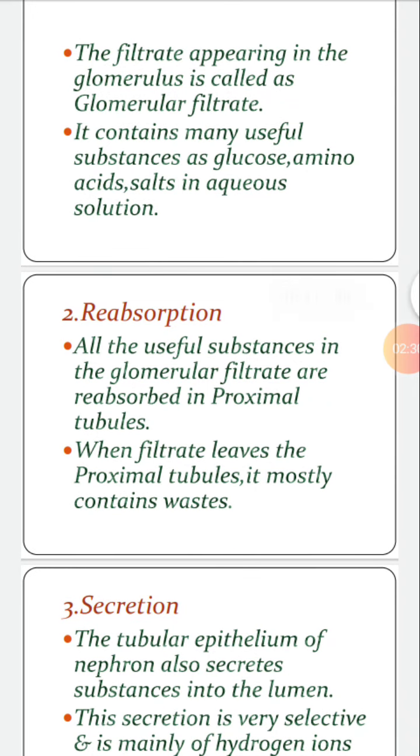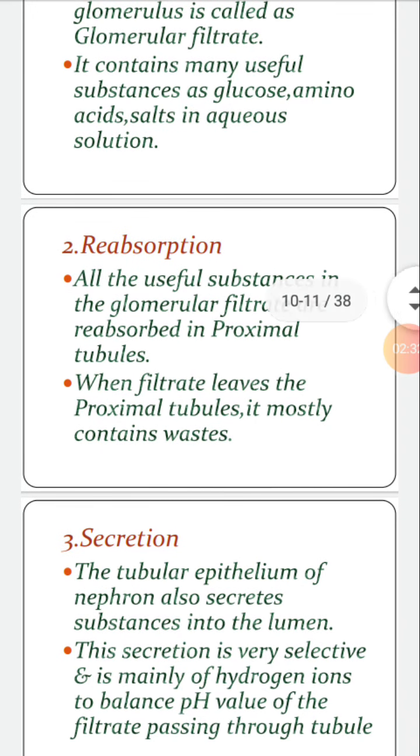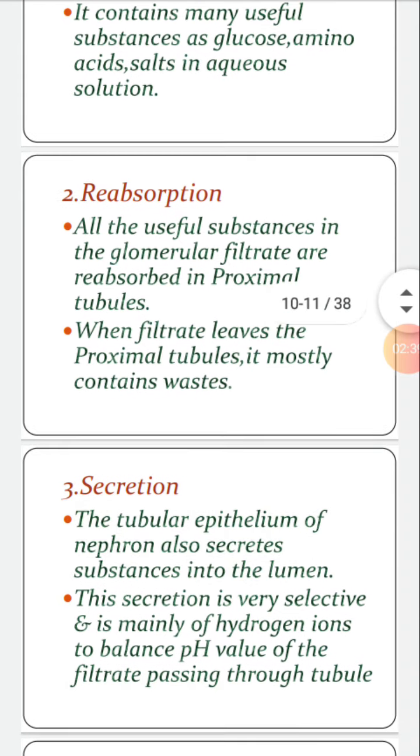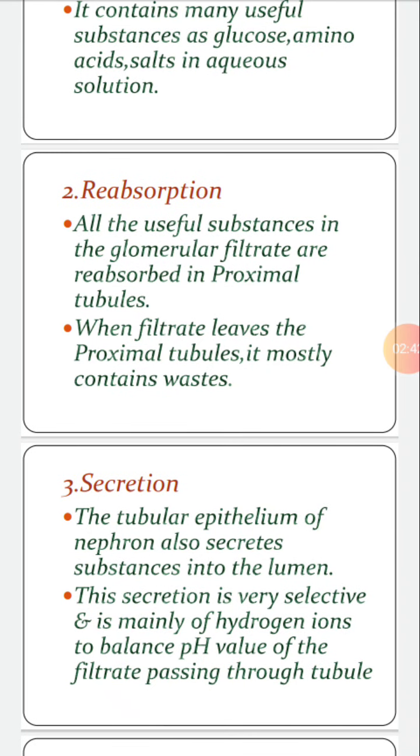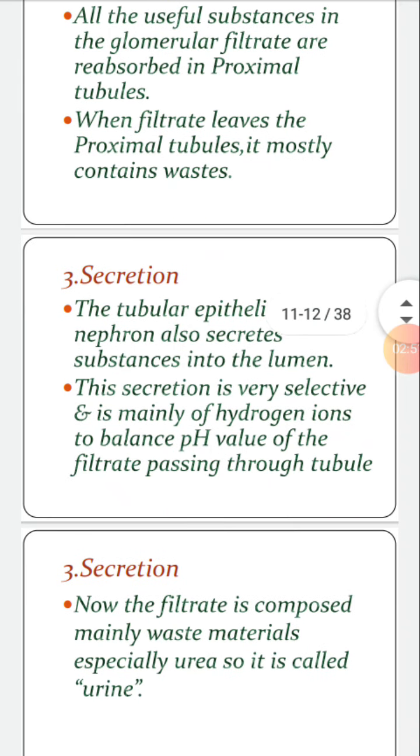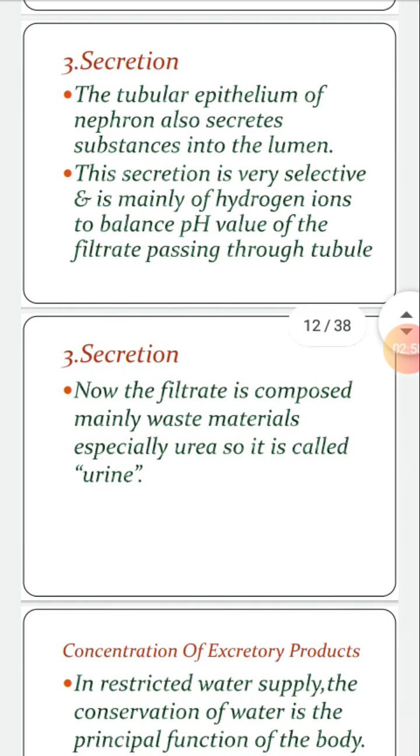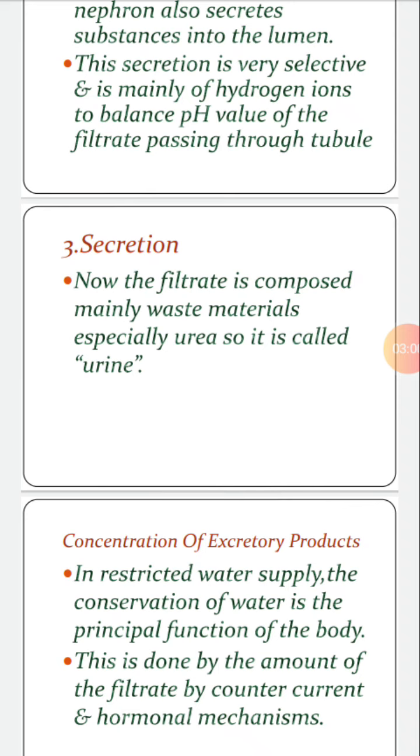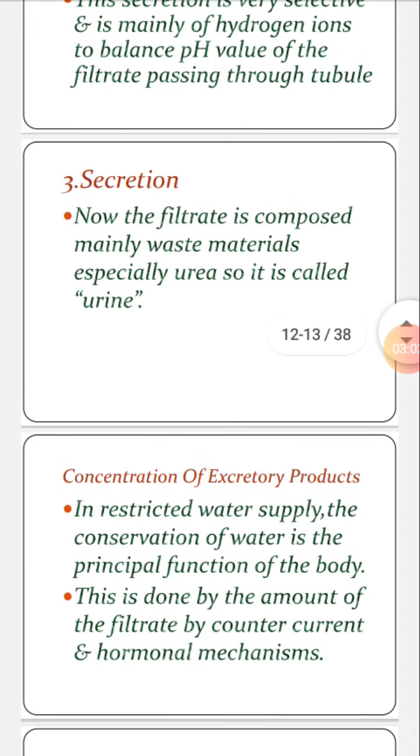Third function or role is secretion. The tubular epithelium lining of the nephron also secretes substances into the cavity or lumen. This secretion is very selective and is mainly of hydrogen ions. Why? To balance the pH value of the filtrate passing through the tubule. Now the filtrate is composed mainly of waste materials, especially urea. So it is called urine.